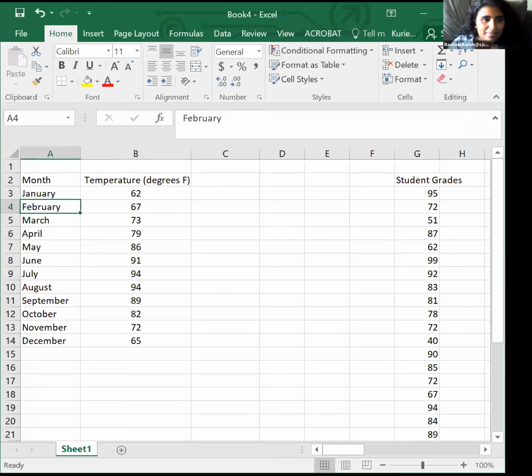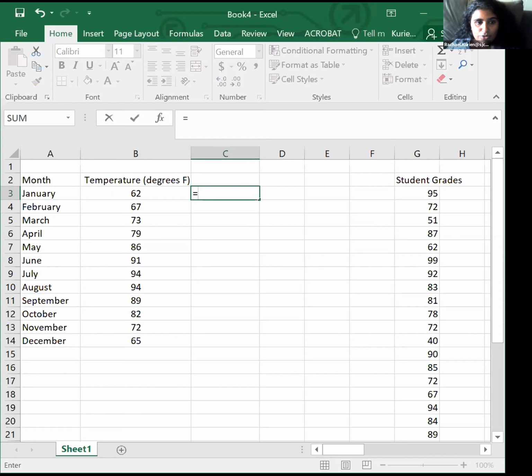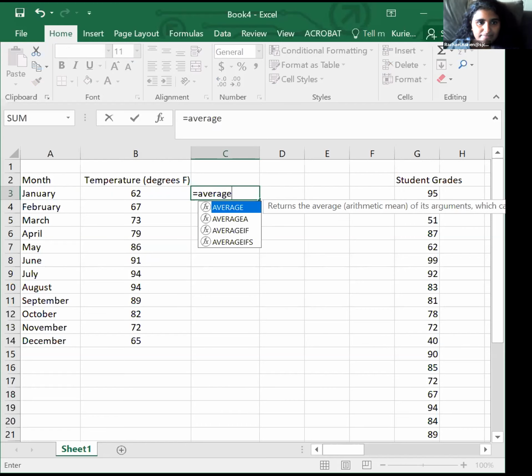Okay, so here's the problem, and we're talking about different temperatures, January through December. You may hear this on the news where they're talking about the average temperature for this week in 1993. Well, same thing here. To figure out the average, I'm gonna put equals. Anytime you wanna enter a formula, you hit equals. Another word for mean is average, and you can see it's right here.